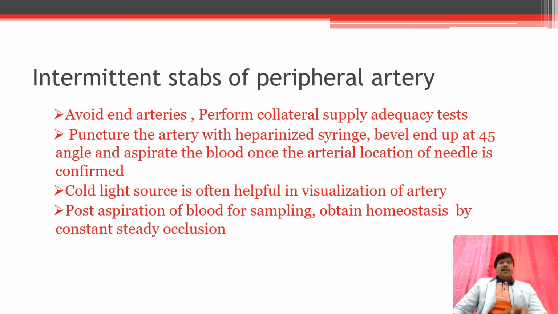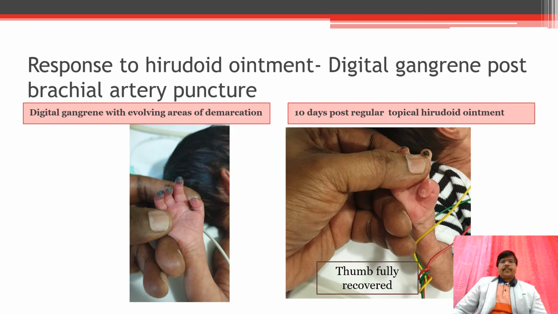Post aspiration of blood for sampling, obtain hemostasis by constant pressure. It is always important when you do an arterial puncture that you achieve, document and maintain hemostasis, correct? So once in a while these complications keep on happening. You should be able to manage them.